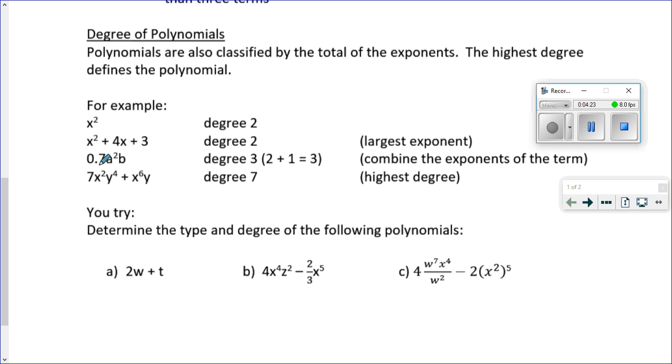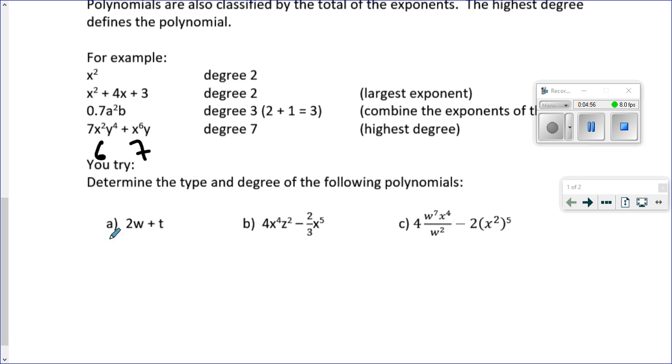In this one, we don't include the numbers. We do look at the variables though. So here we have a squared, I'm sorry, and then it's b to the 1. So the combination of the two is degree 3. Again, we ignore the numbers, but if we look at this one, 2 and 4 means we have a 6 here, and here we have a 7. So 7 is bigger than 6. This is a degree 7 equation.